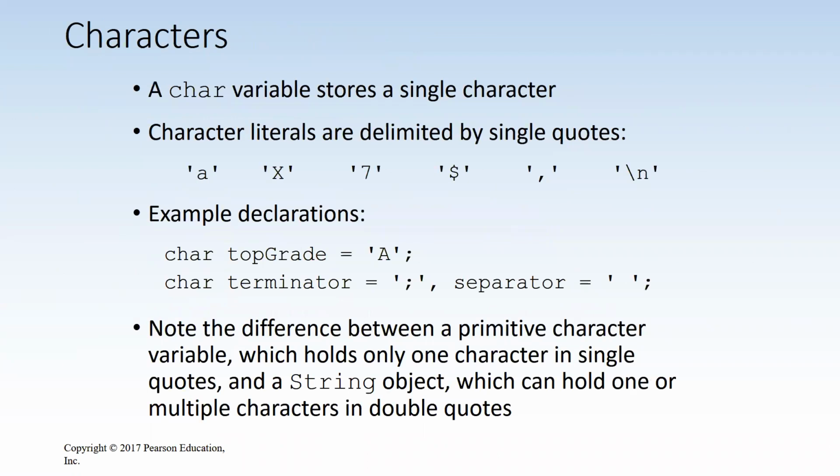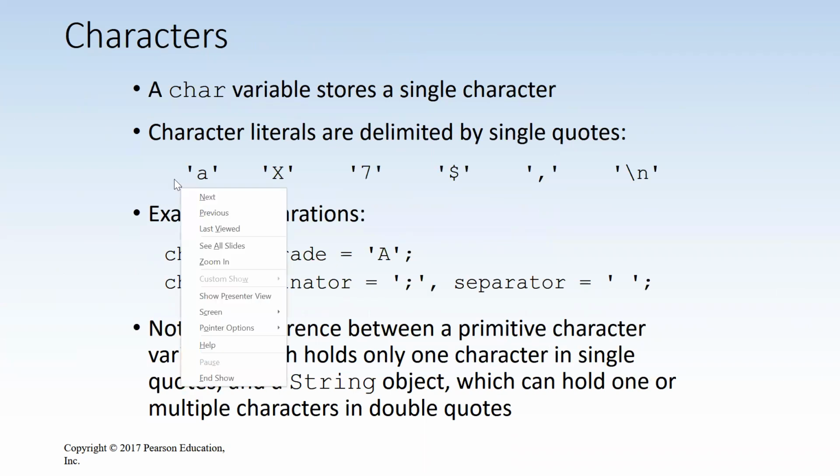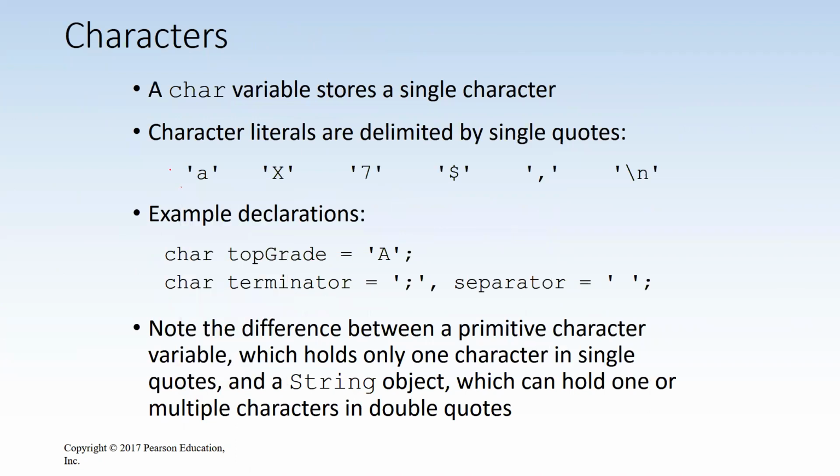A char variable stores a single character. Character literals are delimited by single quotes, so when you declare it as a char, the value should always be within single quotes. Remember, what is this, everybody? Next line, the newline character. Even though you have two symbols here, it's one character, meaning next line, right? That's the double quotes, right?